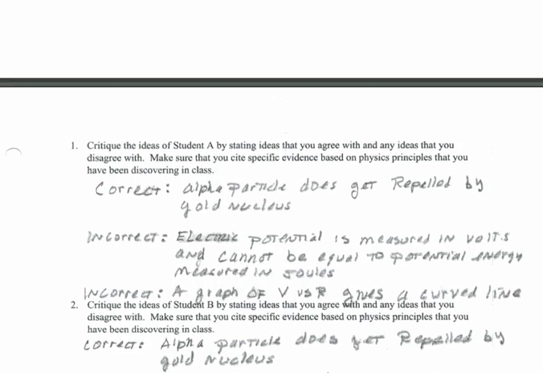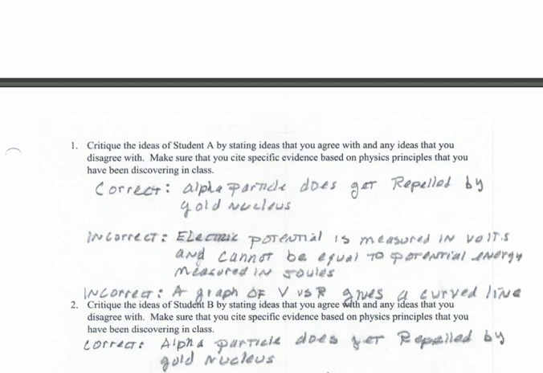All right, Student A. Student A is definitely correct. The alpha particle does get repelled by the gold nucleus. What's incorrect? Electric potential is measured in volts and cannot be equal to a potential energy. They're close, not quite though. Remember, you have to take Q times V to get potential energy. Also incorrect: the graph of volts versus radius does give a curved line. Why is that so? Volts versus 1 over r would have given a straight line, not volts versus r.